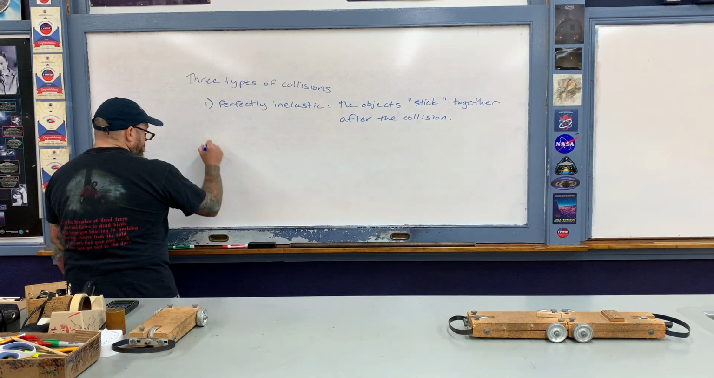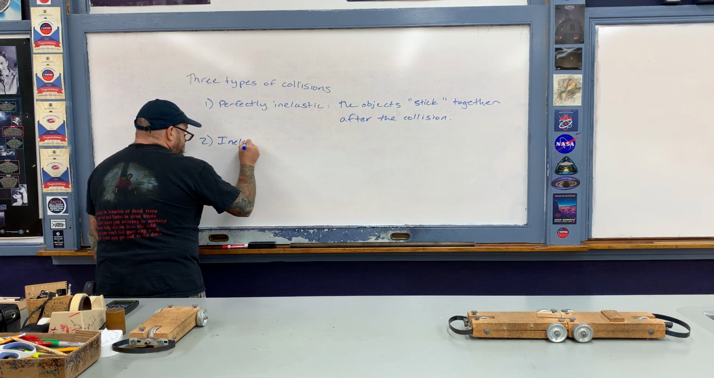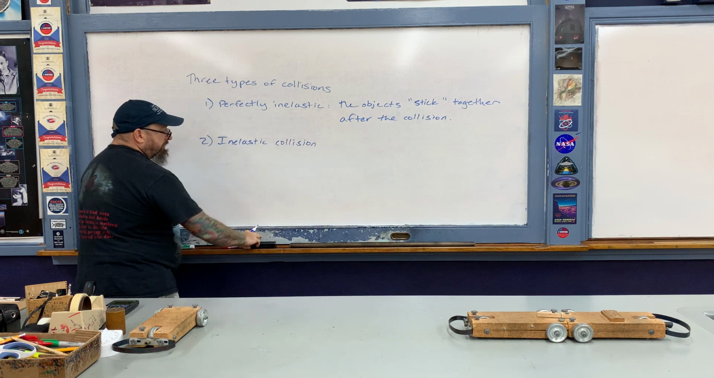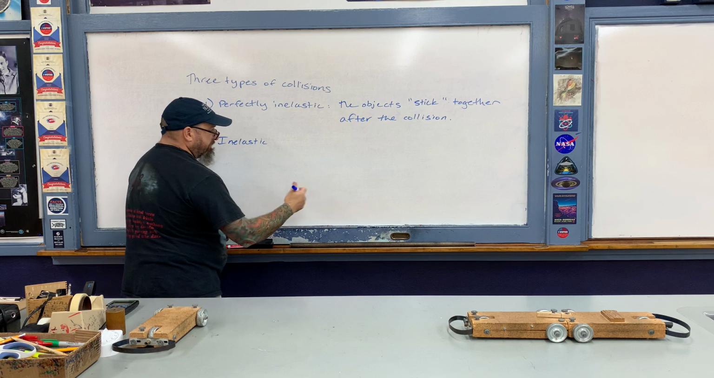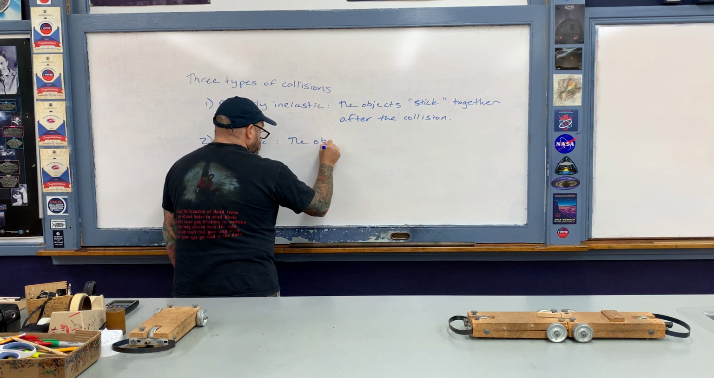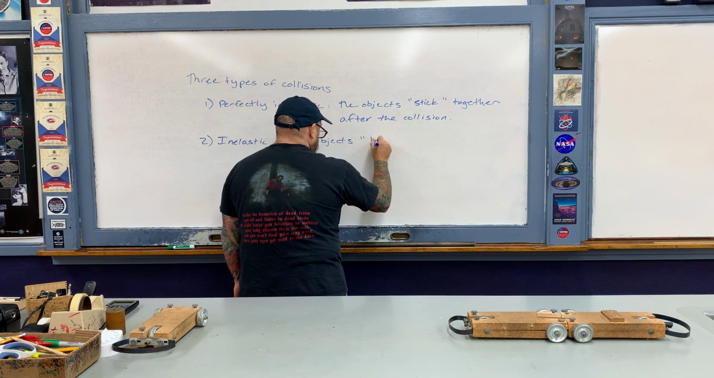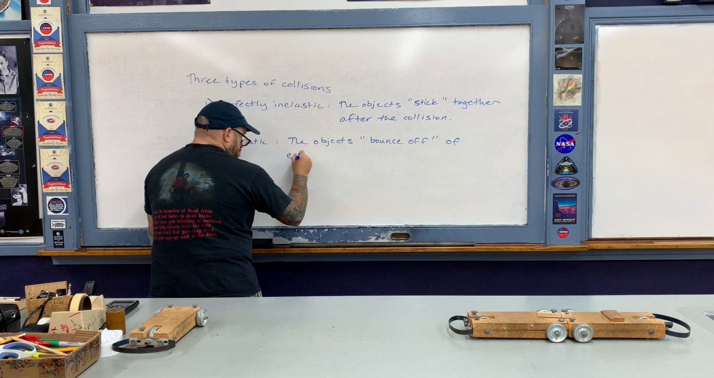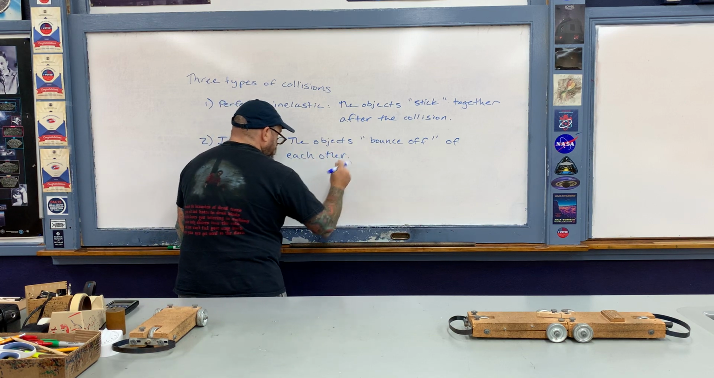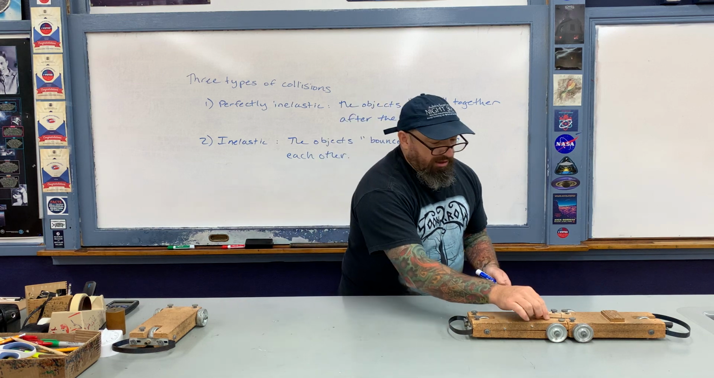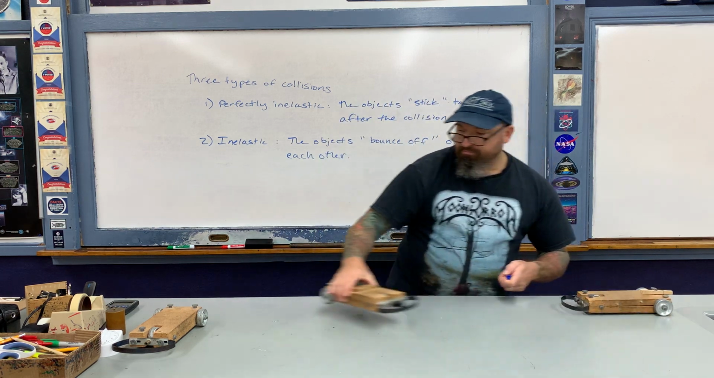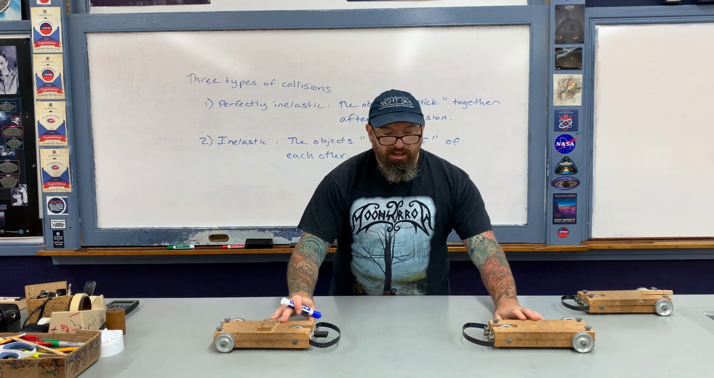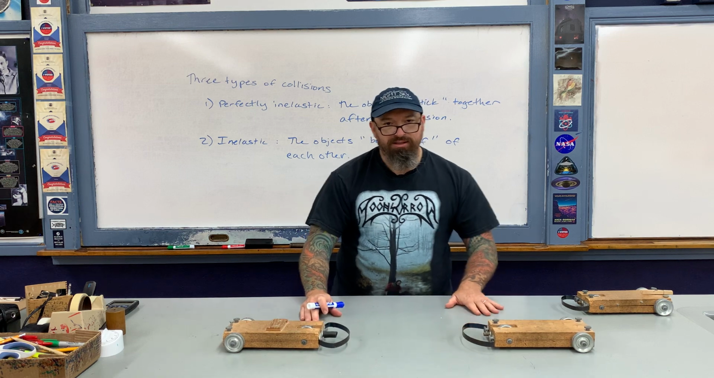And then secondly, we have what is simply called the inelastic collision. In an inelastic collision, the objects bounce off of each other after the collision. Okay, now I can go ahead and collide the carts together by means of the elastic bands. For example, like so.